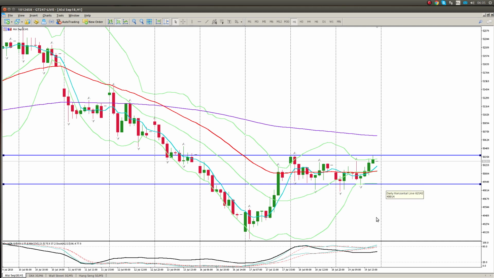So this pattern that we see here, don't get fixated on it just yet, not until we see an hour close above, I think it's 53.80, let's say 50,380, is where we need to see a close above on the 1 hour before we can say that this consolidation range is breaking to the upside. To me, the warning bells are here that we're going to roll over.